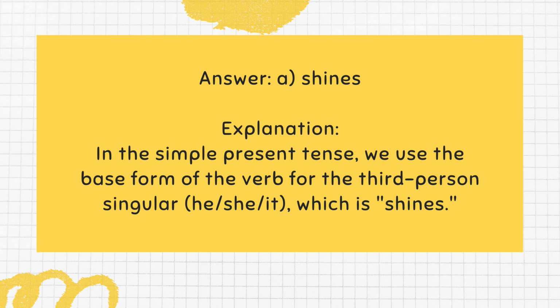Explanation: in the simple present tense, we use the base form of the verb for the third person singular, he, she, it, which is shines.